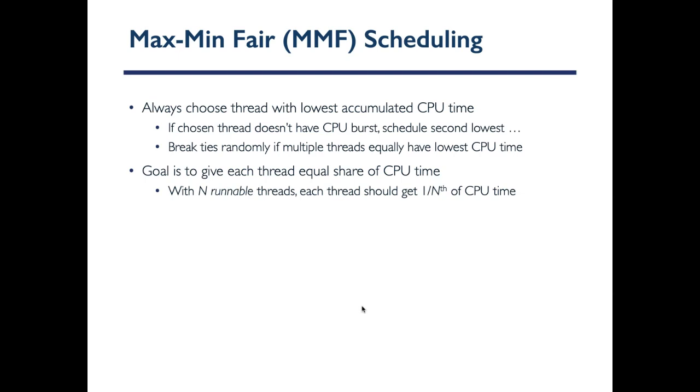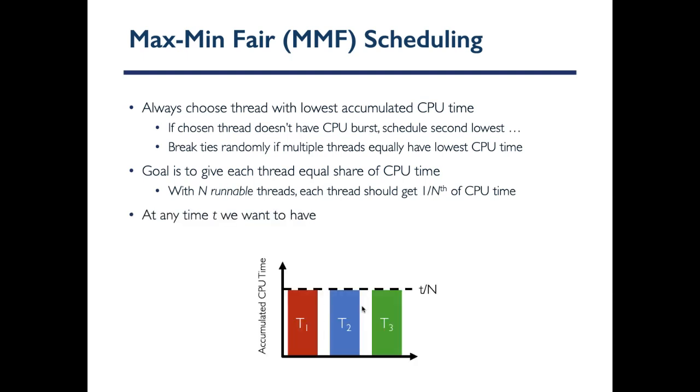At this point, I'm assuming that everybody has the same priority. If you have a bunch of tasks with the same priority, always try to pick the task that has the lowest accumulated CPU time so far. At any given time, you want to look at each task and be sure that all of them have gotten something along the lines of t divided by n time on the CPU. So at time t, if I have n equal priority tasks, each one of them should get t divided by n time units on the CPU.